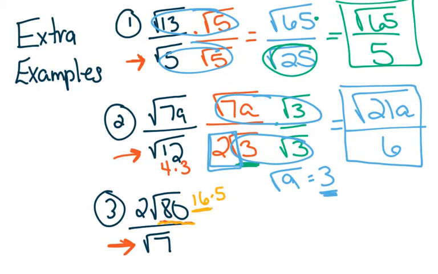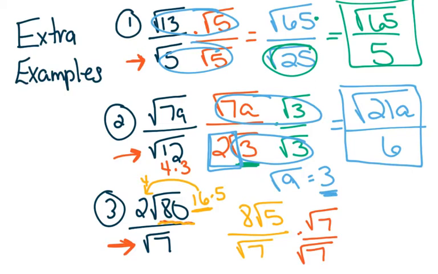Now, the square root of 16 is 4, so it's going to come out and multiply by this 2. So I really have 8 square root of 5 on the top. And again, we haven't worked with the denominator yet, so I'm just leaving it as the square root of 7. Okay, here comes our rationalizing part. So back to what we've been practicing before. So since I have the square root of 7 on the bottom, I'm going to multiply top and bottom by the square root of 7.